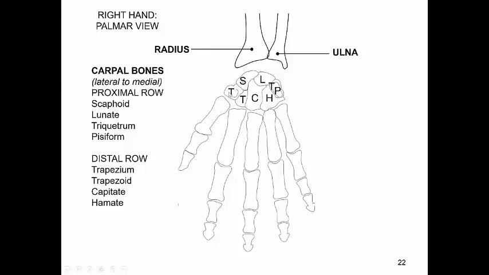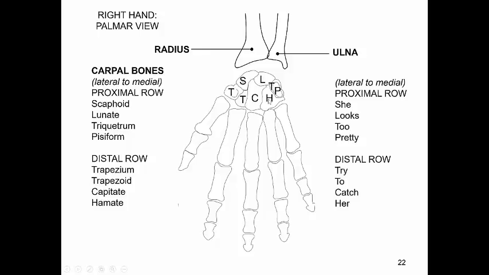If we move to the distal row and again start on the lateral side, the first bone that we see is the trapezium by the thumb. That's a helpful rhyme not to confuse the trapezium with the trapezoid located next to it. The next carpal bone is the largest, capitate, and finally we have the hamate.